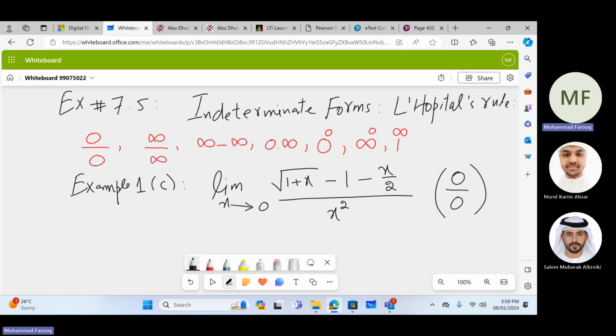As I explained to you, this is 0 by 0 form, which is the required form of L'Hopital's rule. So we can apply L'Hopital's rule here.